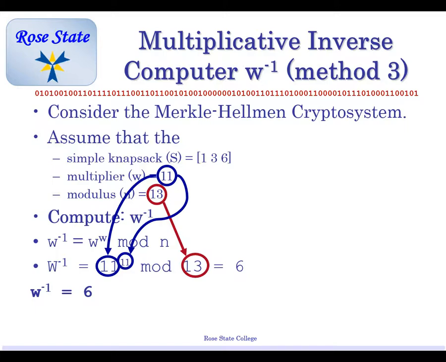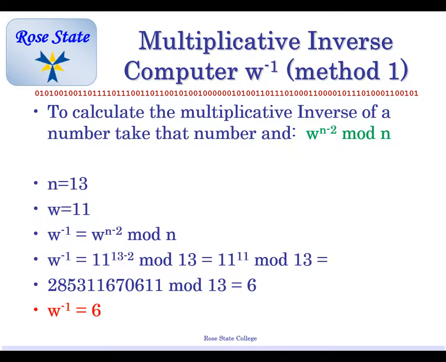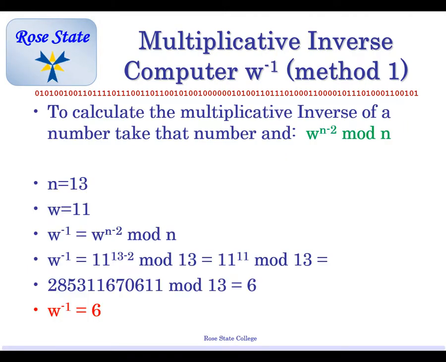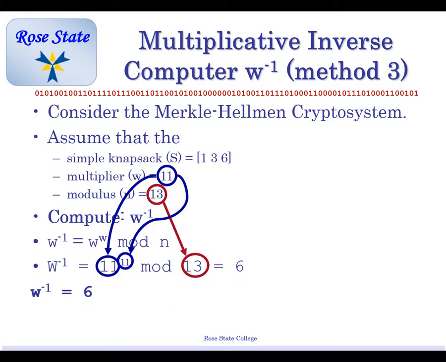So 11 to the 11 mod 13. Now, if you'll notice 2 slides ago, this was w to the n minus 2, which still turned into 11 to the 11th. Y'all notice that? That doesn't mean it's the same thing as here. It just happens that the numbers in this case were the same. So remember, we had w to the n minus 2 mod n as one way. Then we had the comparison way. Then this way is w to the w mod n. 3 different ways of doing it.